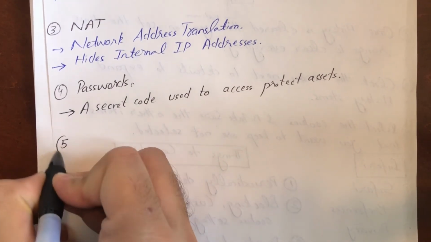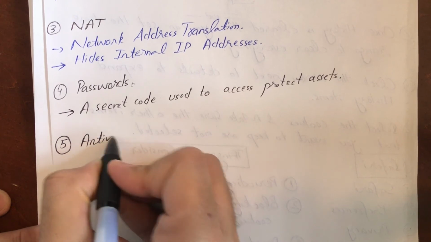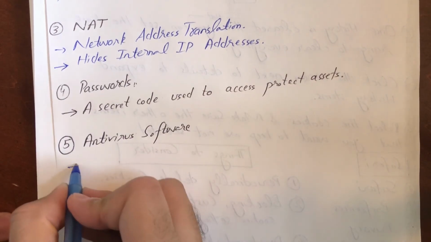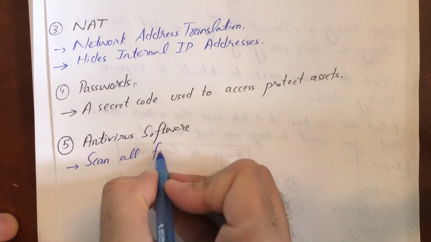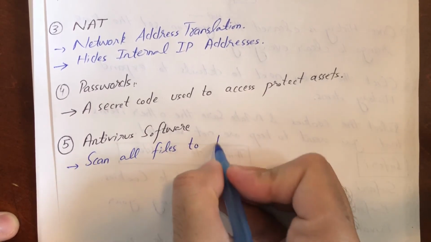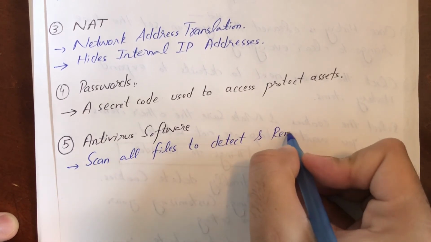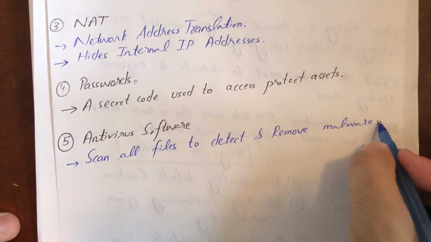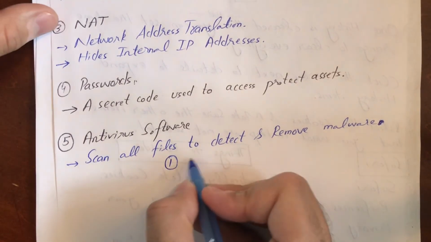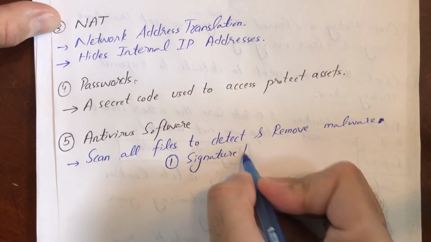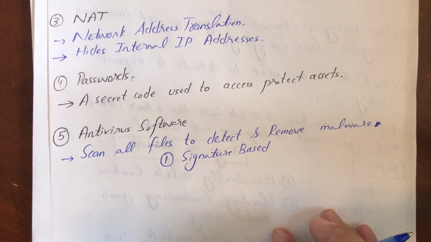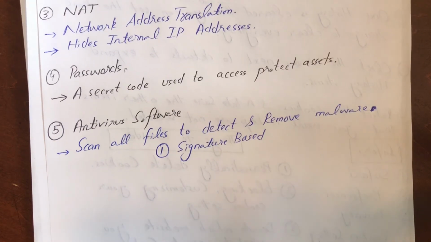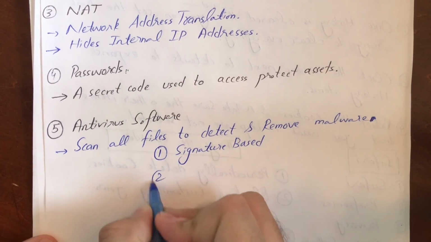The last thing is antivirus software. What exactly does antivirus software do? Antivirus scans all files of a computer to detect and remove malware or computer viruses. There are two types of antiviruses. One is signature based. In signature based, they know the signature of viruses, like how a virus looks, and then they compare it with all the scanned files. If a match occurs, it means a virus has been detected, then they try to remove that particular malware.